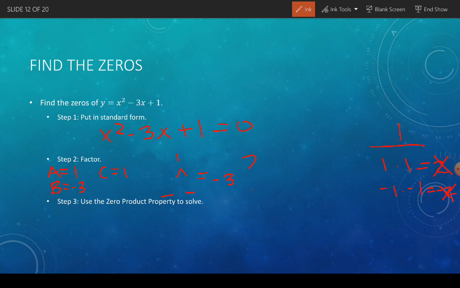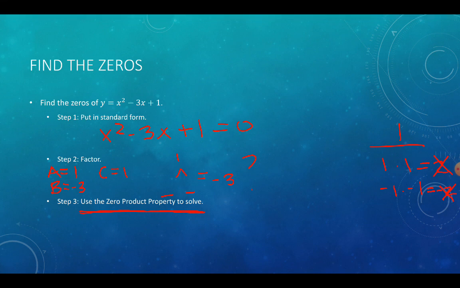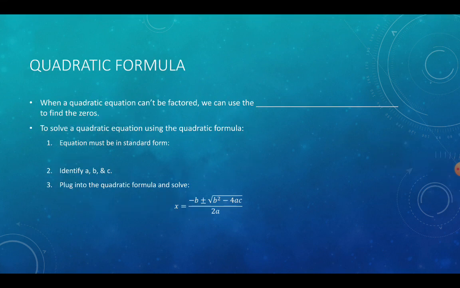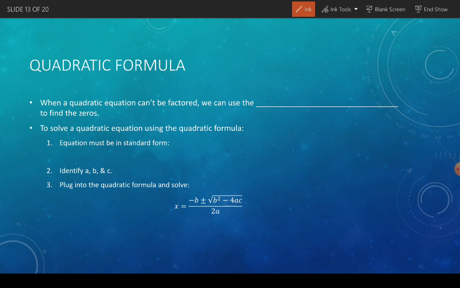So what we have to do is find another method that we can use to find the zeros of our equation. That other method is going to be what's called the quadratic formula. So when a quadratic equation cannot be factored, we use the quadratic formula to find the zeros.